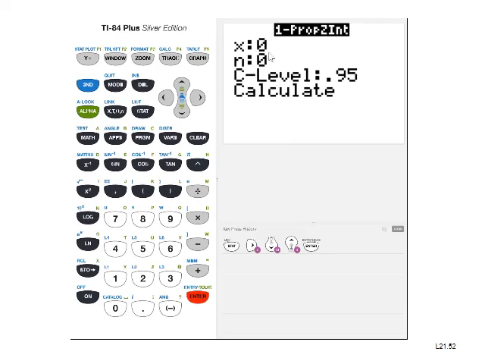And now our calculator is asking us for three things. It's asking us for x, that's the count. It's asking for n, that's the sample size. And it's asking us for the confidence level.